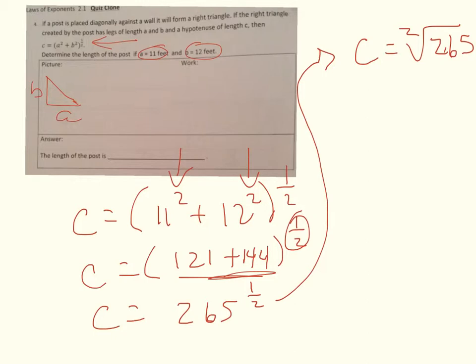So if you were using your calculator, you would see that it would be between 15 and 17. All right, so this would be approximately 16.3, and we're going to do approximately. So it's approximately 16.3 feet. Or you can just leave it as the square root of 265.